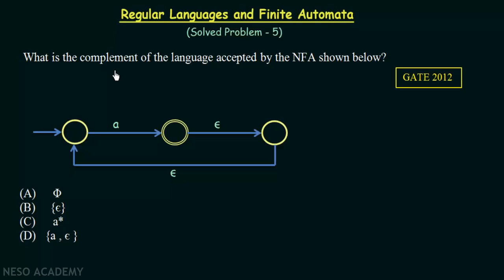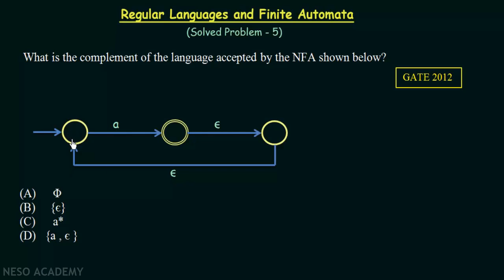So first of all, we have to find out what this NFA accepts. What are the kind of languages accepted by this NFA? And after finding that, we can find the complement. So let us see what kind of strings are accepted by this NFA. If we look carefully, you can see that we only have one symbol in this NFA, A. The other symbols are blank symbols or empty symbols, which is epsilon. So A is the only symbol that is there in this NFA.